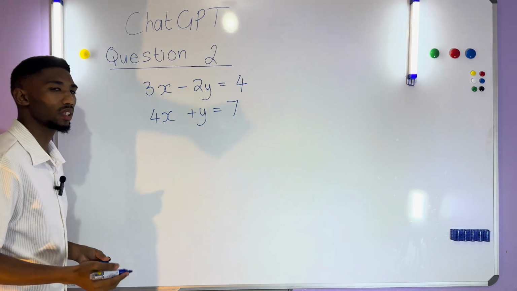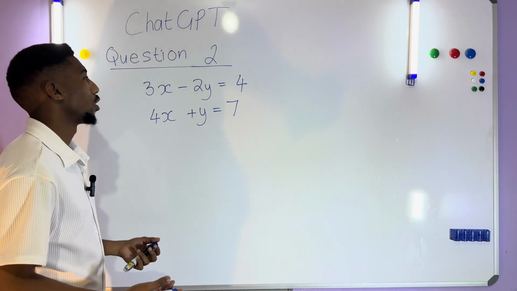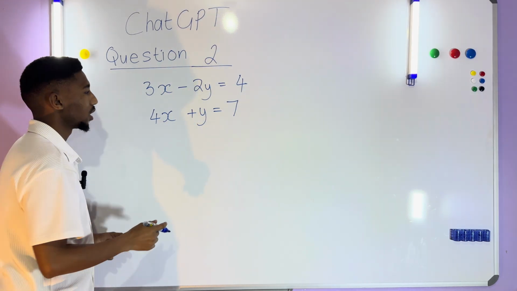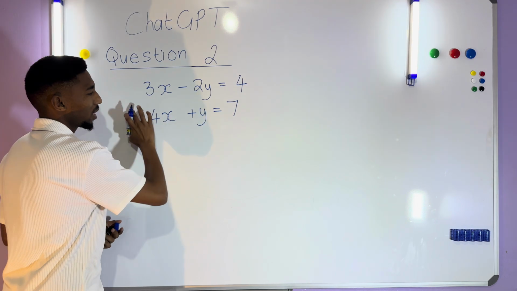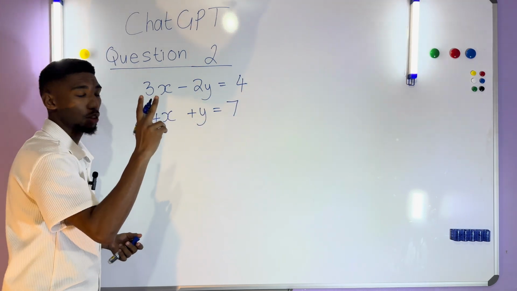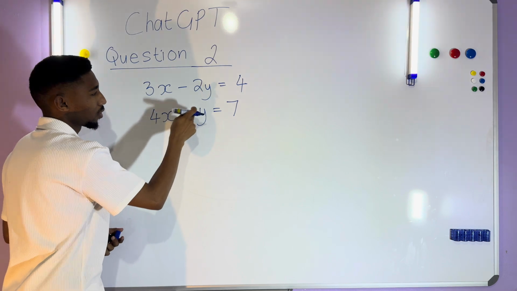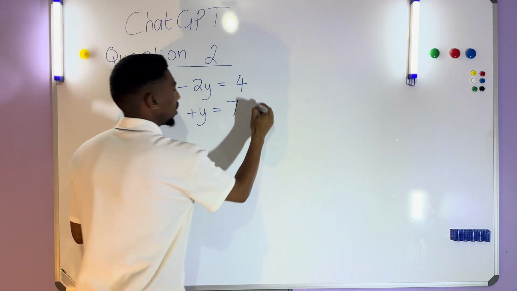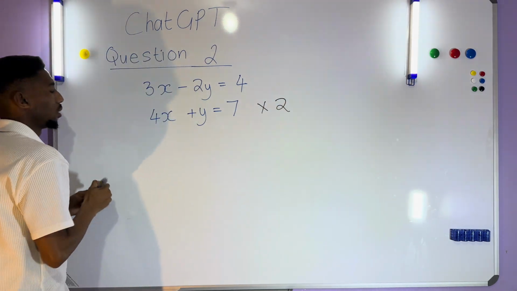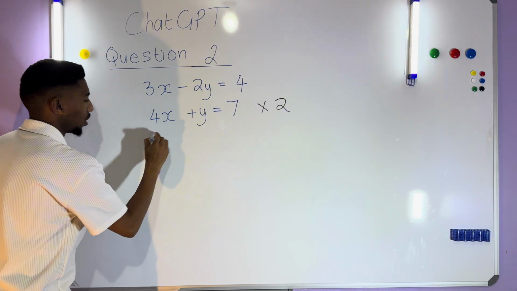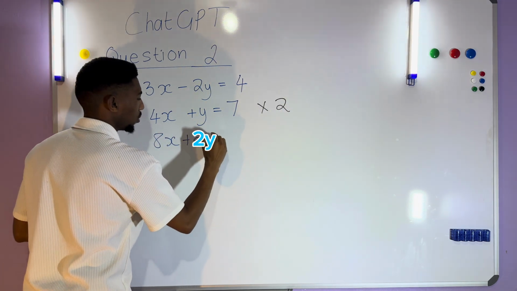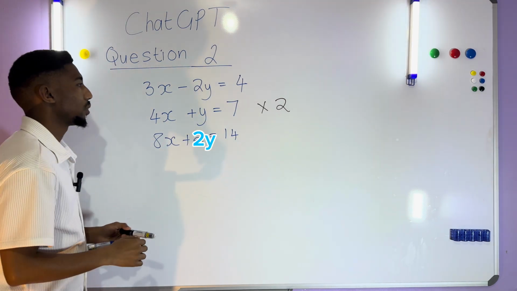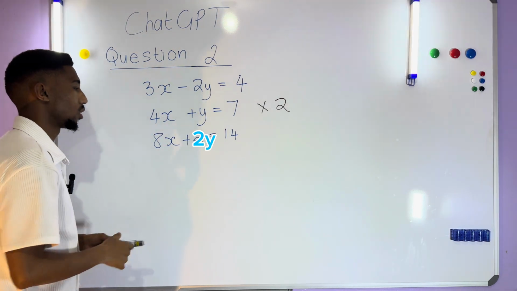So firstly, I'm going to try to make my coefficients of one of my variables the same. And as you can see, if I multiply this entire equation by 2, the coefficient of y would be 2. Okay, so if I go ahead and multiply by 2, my second equation is now 8x plus 2y equals 14. Right? Now I can simply put my two equations underneath each other.